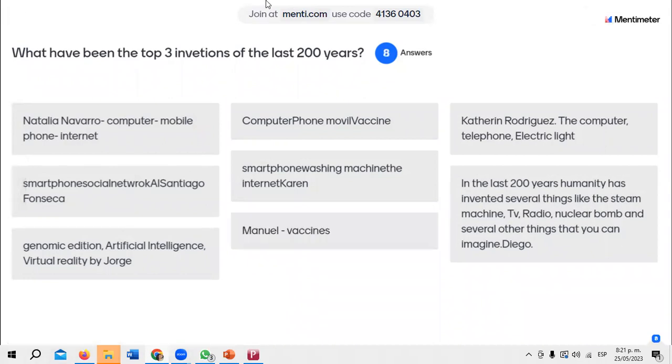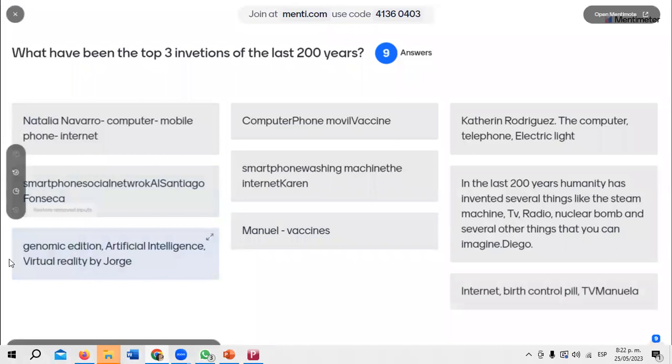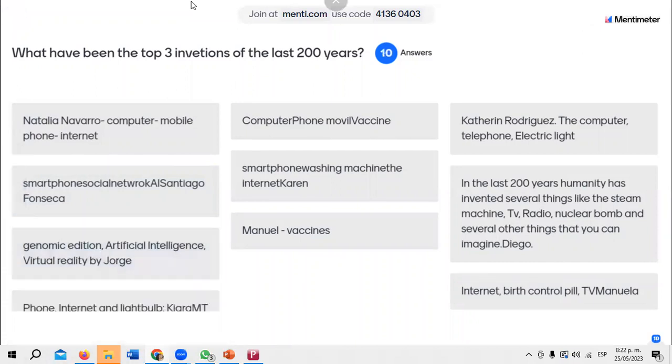All right, we have some more answers. Let's see, Catherine says the computer, the telephone, electricity. Santiago says smartphones, social networks, and AIs. Okay. Jorge says genomic edition. What is this? Like about genes, DNA? Yes, teacher. Okay. Artificial intelligence, virtual reality.